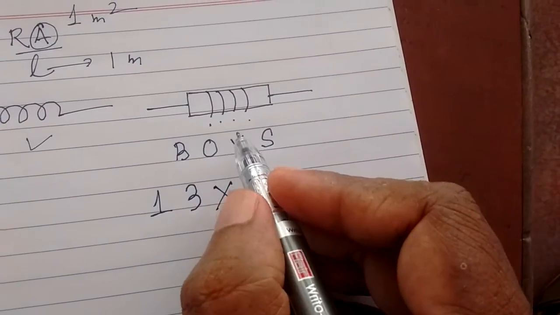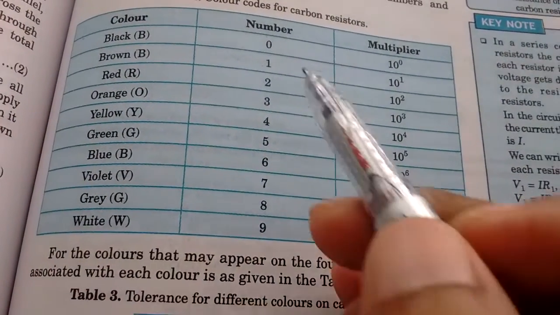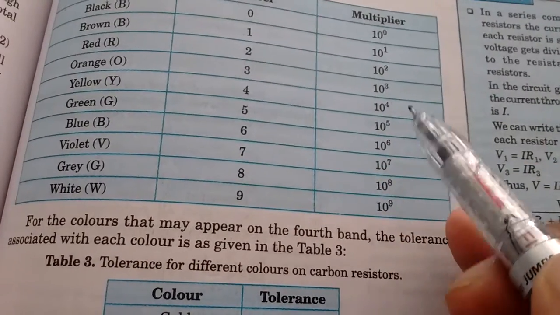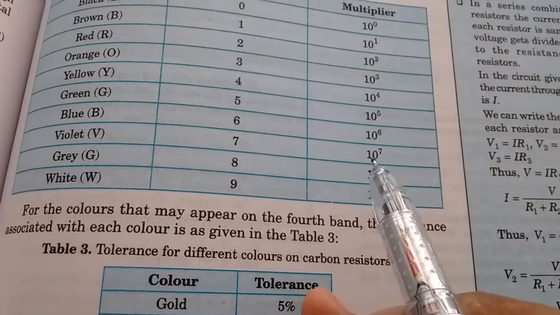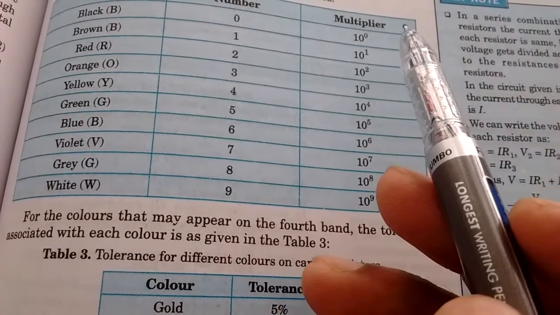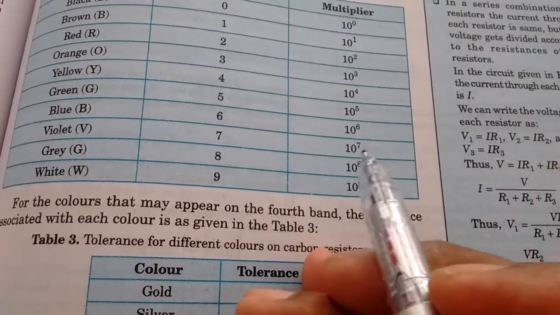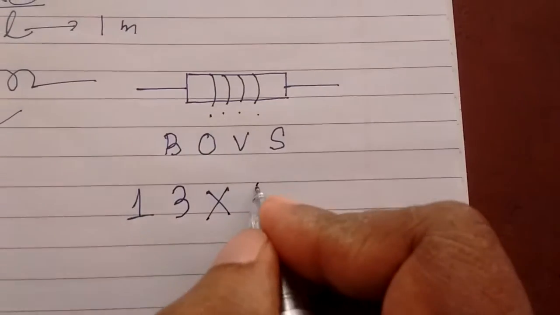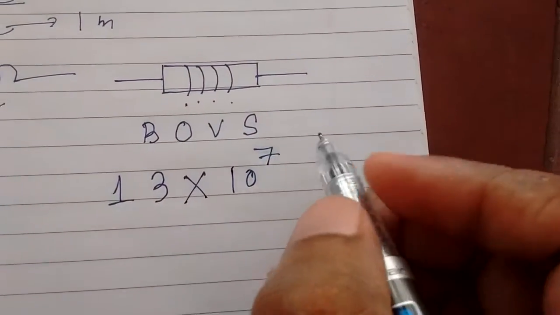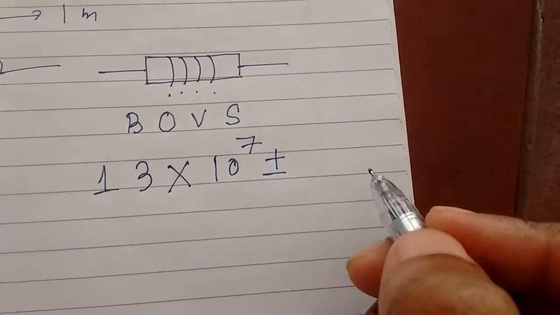Then come to the next color, violet. For the third color, we shall not consider this column. We shall consider this column. For violet, the corresponding multiplier is 10 to the power 7. Here it is written multiplier. That's why I have put multiplication sign. Violet's multiplier is 10 to the power 7. So I will multiply here 10 to the power 7. Then silver. Silver is nothing but tolerance.